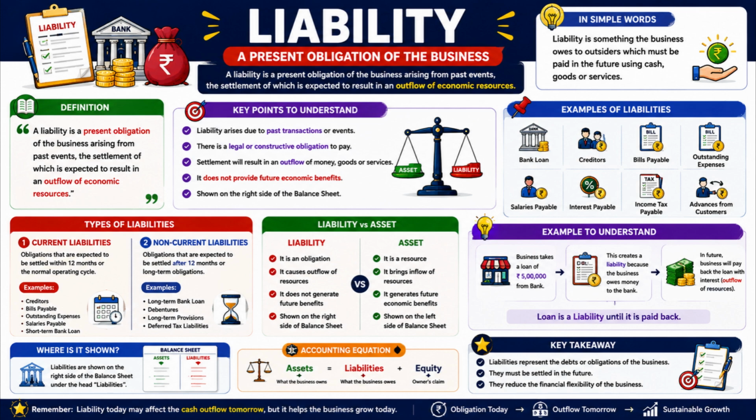In simple terms, liability means a financial obligation. Examples: bank loan, creditors, outstanding expenses, debentures. Suppose you purchase goods on credit. You receive the goods today, but promise to pay later. Now you have an obligation to pay money in the future. That obligation is called a liability.